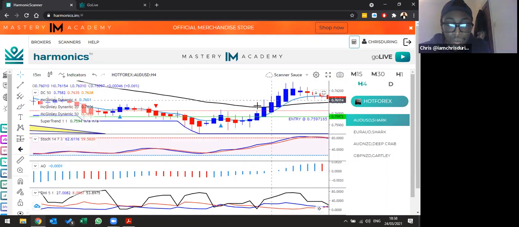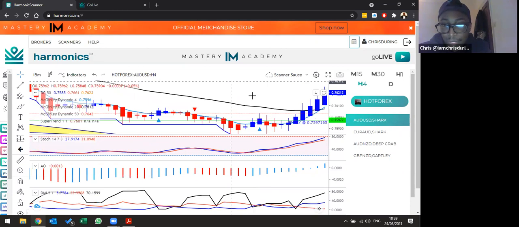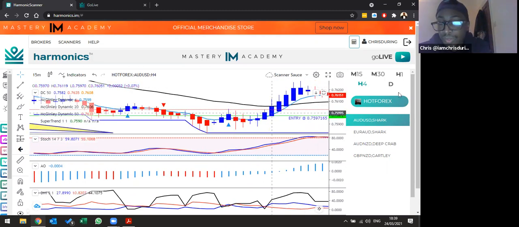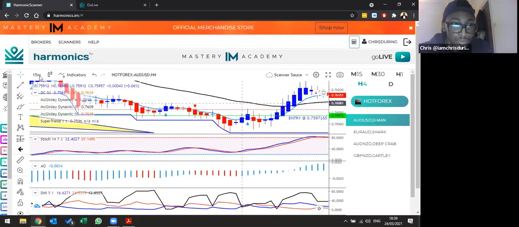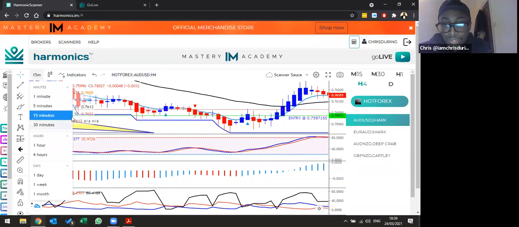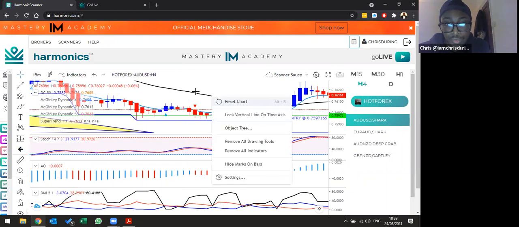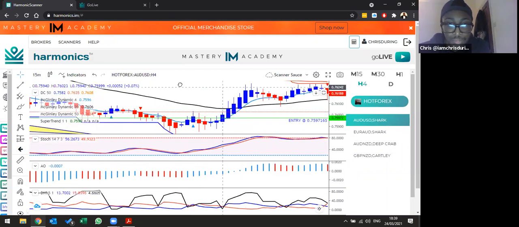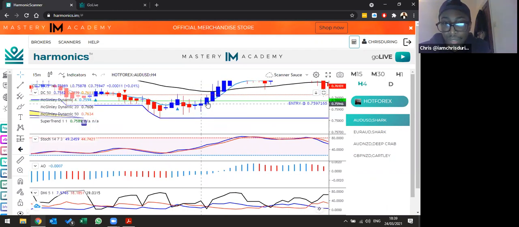Okay, so what I've just done here, just to explain, on the right hand side you've got your time frames. So I went into the H4, which is the 4 hour. That just means every candle represents 4 hours. And then what I did, because we don't want to wait 4 hours to get into the trade, is I went on the left hand side and changed the time frame from 4 hours to 15 minutes. What that does is it breaks it down so you can find an earlier entry into the market. And it just means that every candle is now 15 minutes.